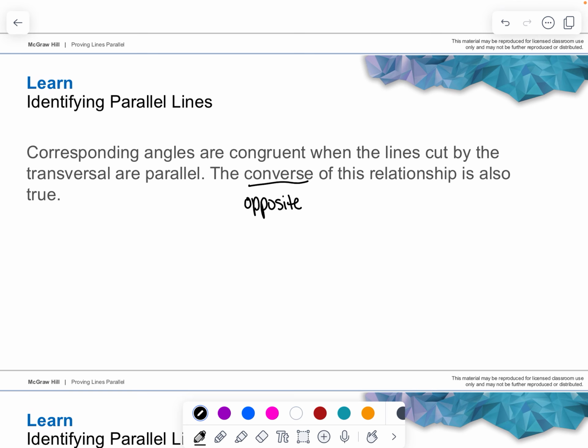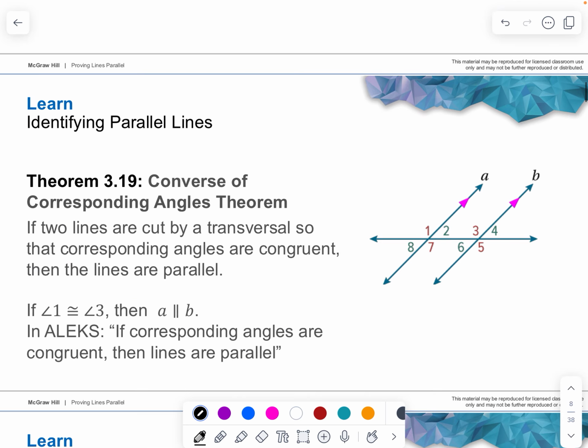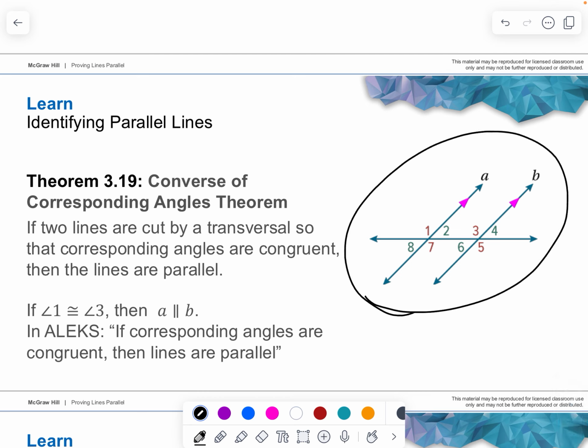Okay. Now, in your notes, instead of giving you this diagram every single time, I just put it at the top. You don't need it every single time, but I did put in these that you could review and look up above to see which angles I'm talking about.